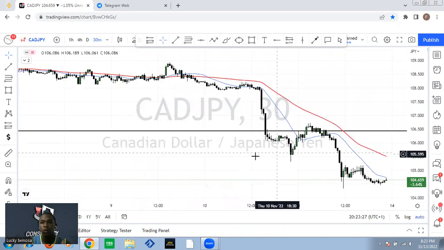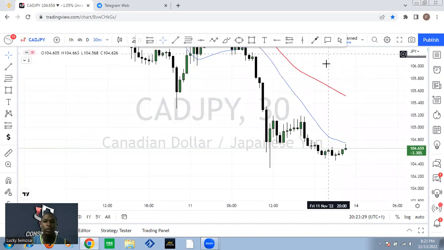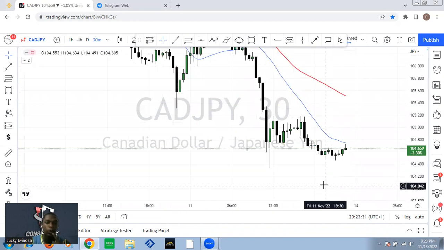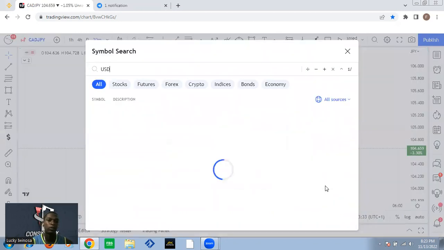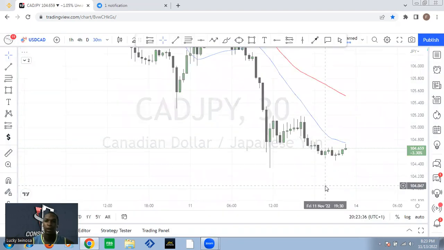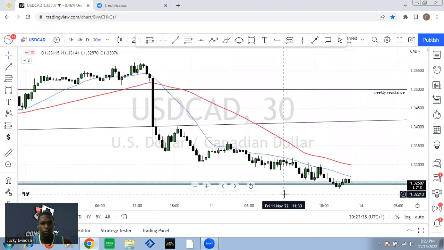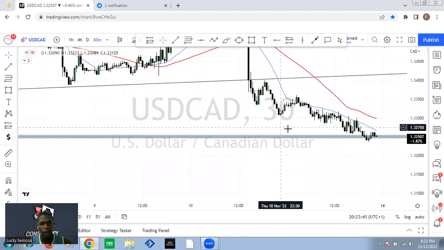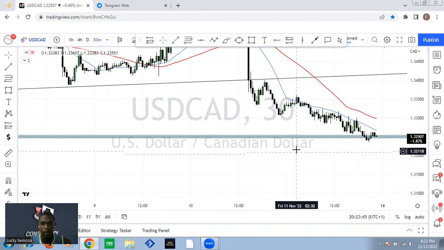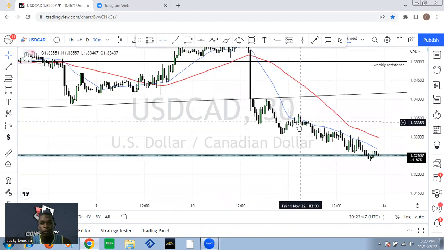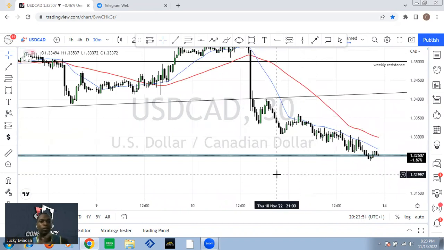Why? Because, let's use USD CAD now to give a good example that I have in my head. Now, for example, this is USD CAD. I cannot just wake up at 2 a.m. in the morning, Nigeria time, and be like, I want to look for a trade on USD CAD. It doesn't make sense because USD is for the US session. Canadian dollar is also for the US session. So I can't just wake up and expect volume in the market.